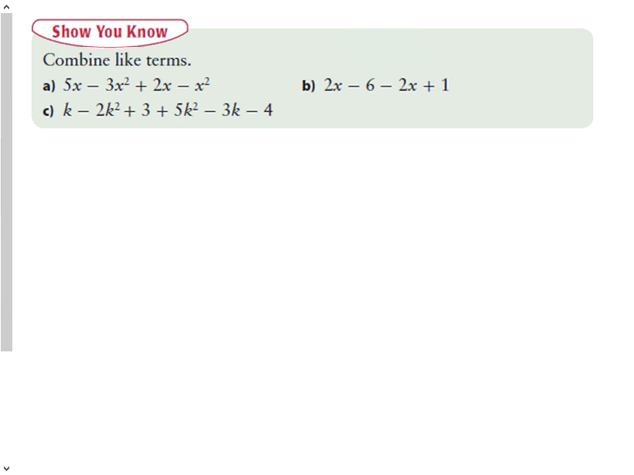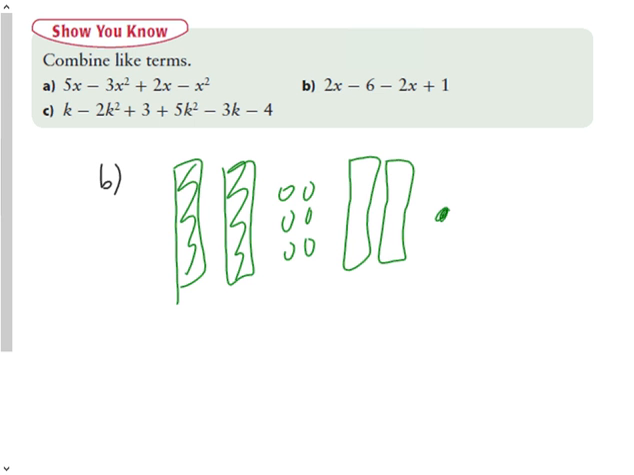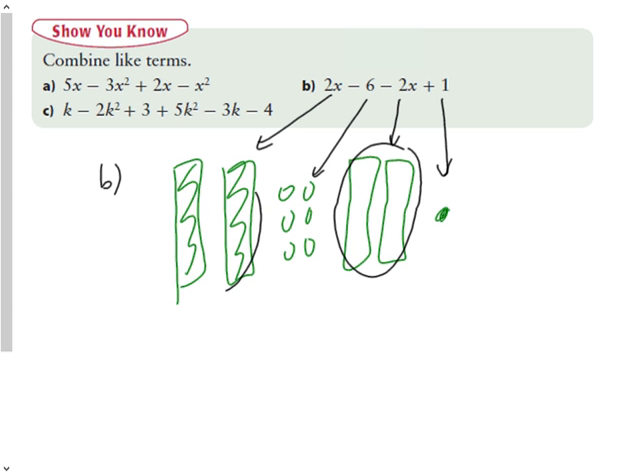The second question, 2x minus 6 minus 2x plus 1, would look like this. So when I have this drawn, 2x is right here, minus 6 is right here, negative 2x is here, and plus 1 is there. So looking at it from algebra tiles, I know that my x tiles are the same. And here's the interesting part. When I put negative 2x tiles and positive 2x tiles together, it essentially makes a zero pair. So what ends up happening is those two and those two cancel each other out.